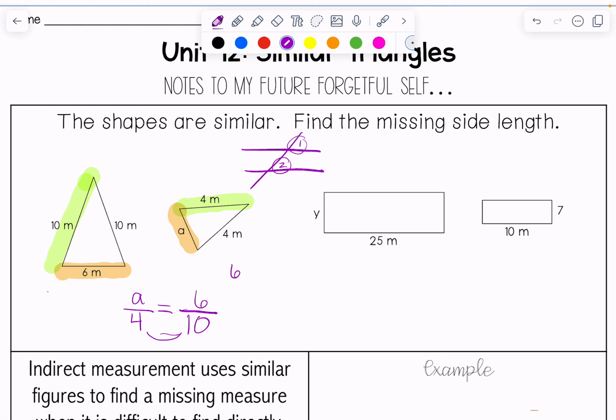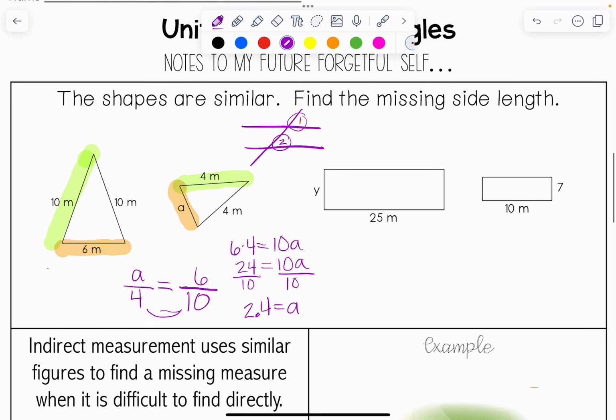So I can know that 6 times 4 has to equal 10 times A. 6 times 4 is 24. And so then to solve for A, I can divide by 10 to figure out that this is going to be 2.4. So then I've solved for my missing side length on that triangle.